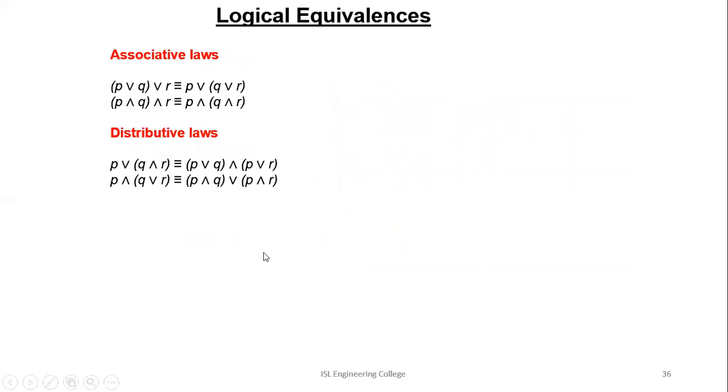The next logical equivalences are associative and distributive laws. The same way I've proved the earlier laws, you can prove the associative and distributive laws too.